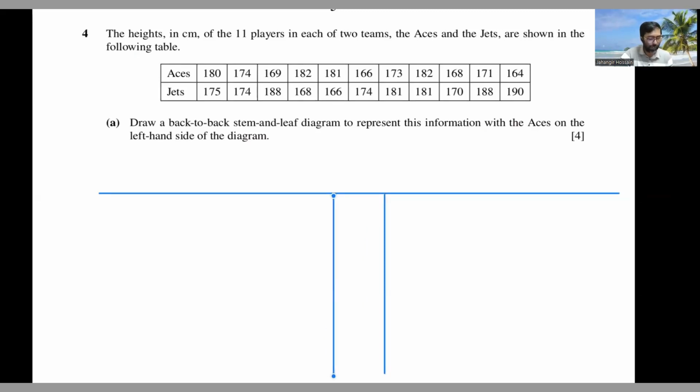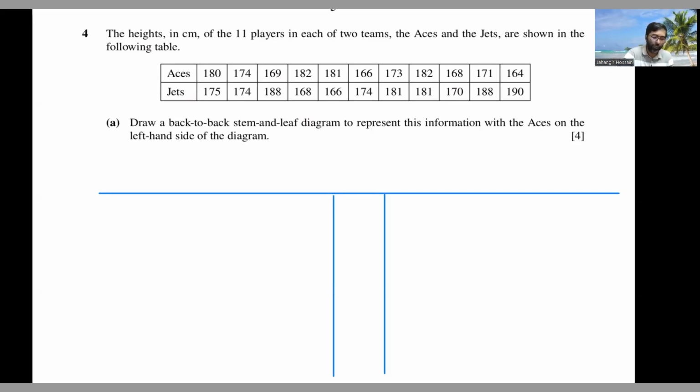Here the heights are 3-digit numbers, so the stem should be 2 digits. For this, we have to figure out the smallest height, the shortest height. How much is the shortest height for Aces? I think it is 169. There is 168 and 164. That's the shortest height. So the smallest stem for Aces is 16, and the largest height is 182. So 16, 17, 18. These are the three stems we need for Aces.